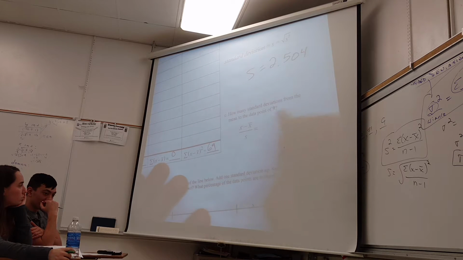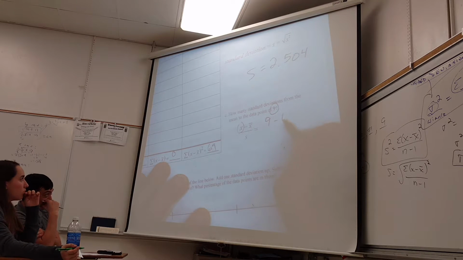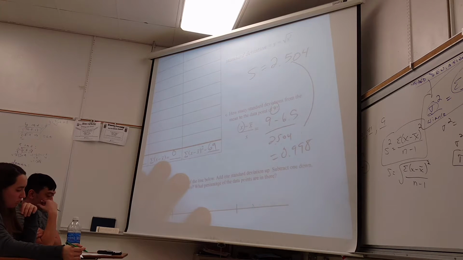So when you do this problem, x is the value of the variable, and I'm interested in 9. X bar, of course, is the mean. Standard deviation is just 2.504, and you should get 0.998, roughly. So it's almost one full step away.